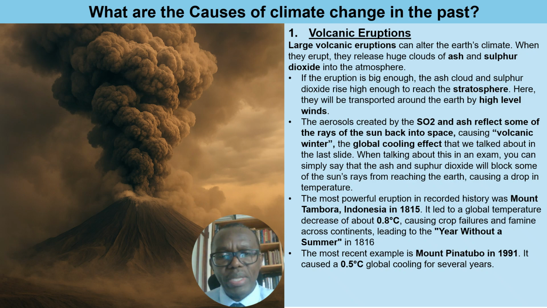The first cause of climate change in the past is volcanic eruptions. Now, large volcanic eruptions can alter the Earth's climate. When they erupt, they release huge clouds of ash and sulfur dioxide into the atmosphere. We have just talked about sulfur dioxide, and about the reaction of that sulfur dioxide with water in the atmosphere to form aerosols, which are present in the stratosphere. So we've established that. Now, if the eruption is big enough, the ash cloud and sulfur dioxide rise high enough to reach the stratosphere. Here, they will be transported around the Earth by high-level winds.